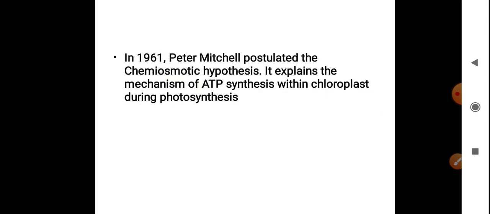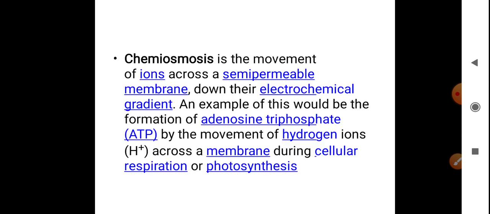In 1961, Peter Mitchell postulated the chemiosmotic hypothesis. It explained the mechanism of ATP synthesis within the chloroplast during photosynthesis. Chemiosmosis is the movement of ions across a semi-permeable membrane down their electrochemical gradient. Electrochemical gradient means there is a difference in the concentration of ions across the membrane, which helps in the formation of ATP.